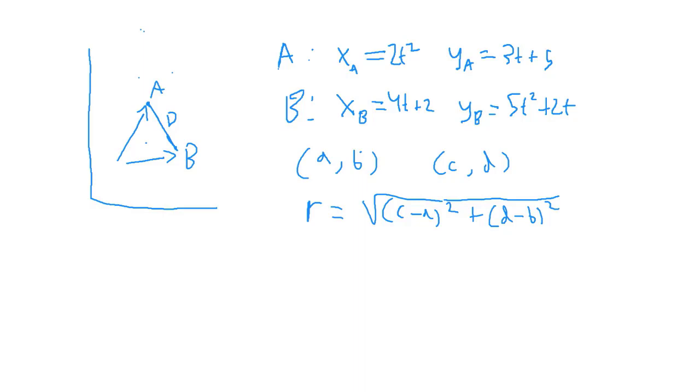Now, if we talk specifically about the distance for our boats, we have r equals the square root, and this time we have (x_A minus x_B) squared plus (y_A minus y_B) squared.